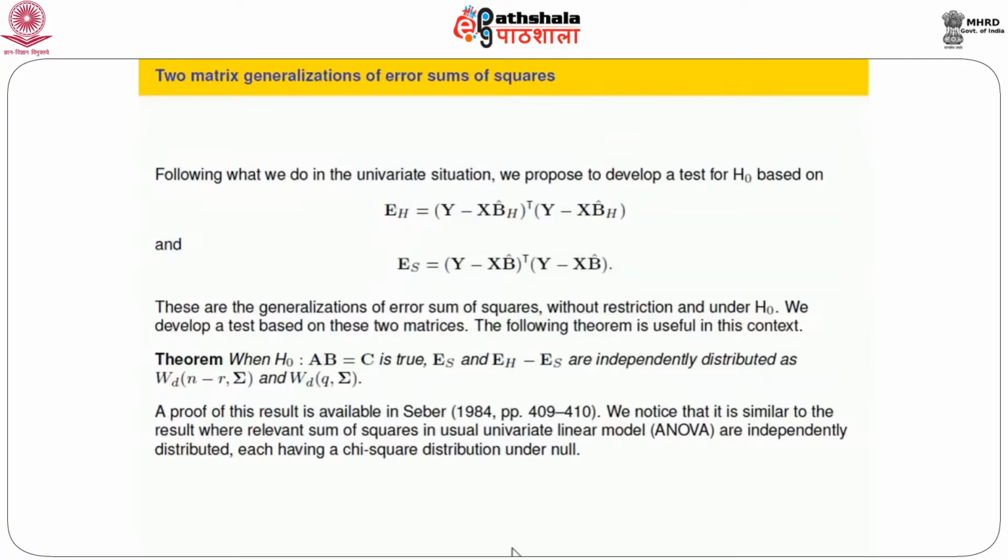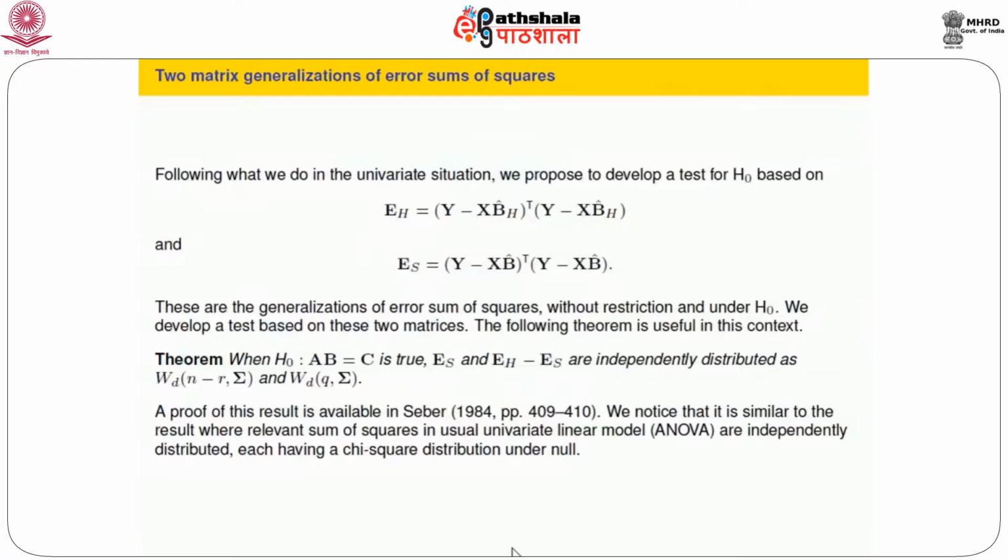Similarly, we look at EH. This is the error sum of squares under the null hypothesis. So this is y minus xbh hat transpose y minus xbh hat. And we remember that if these two are close to each other, then we say that we don't have much evidence in our data to reject H naught. And what are the underlying technical results?